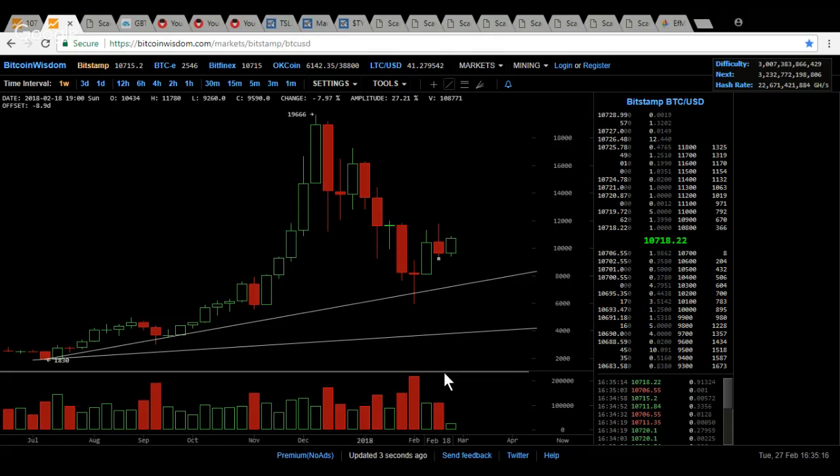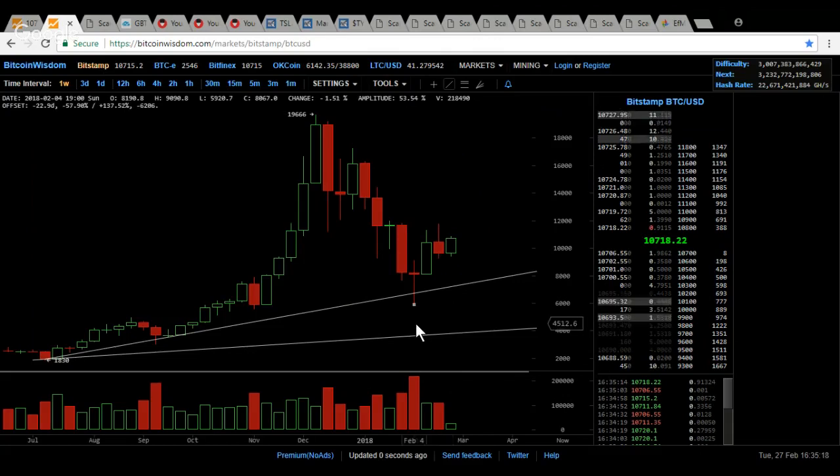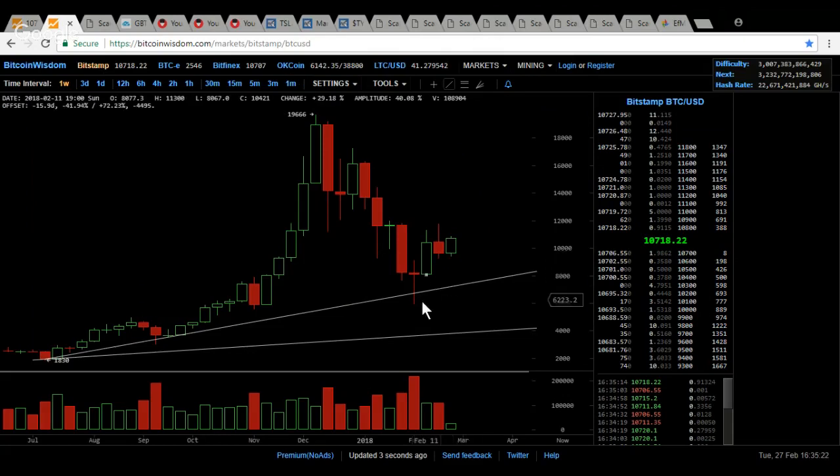And lo and behold, as I have often seen, that line coming from the top down did turn around the price. And for the last 4 weeks, we've been above it.